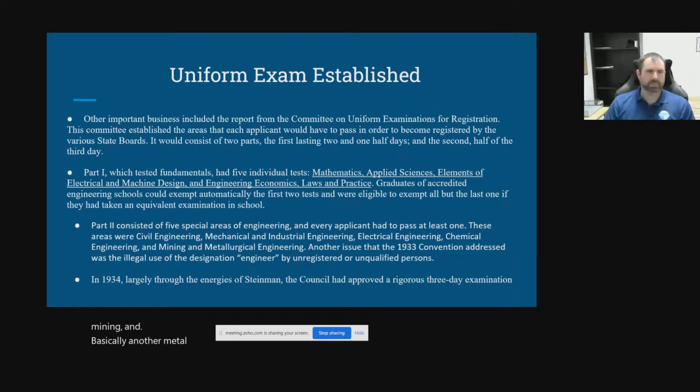So another issue that was addressed in 1933 was the illegal use of the designation engineer by unregistered or unqualified persons. So in 1934, largely through the energies of Steinman, the council had approved a rigorous 3-day examination. Whew. So if you guys thought you had it bad now with that 6 or 7 hour exam, imagine a 3-day one.